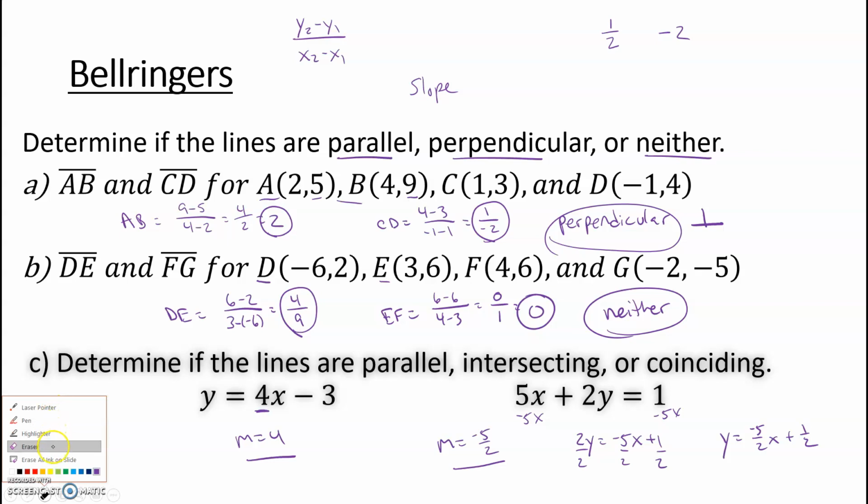So parallel would be same slope, so 4 and 4. Intersecting is anything else. Coinciding means it's the same exact line. So yes, it has the same slope, but it's also the same exact line. So this one was y equals 4x minus 3. This one would have had to been y equals 4x minus 3 for coinciding. So we're going to put intersecting. Just two random intersecting lines, nothing special about them.